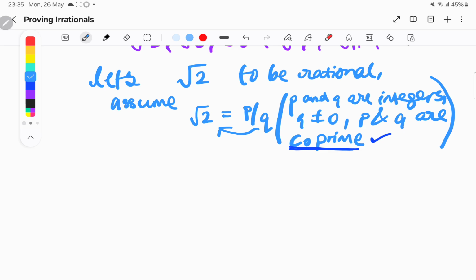Now you take q to the other side, and you will get root 2 into q is equal to p. Simple. Now what you have to do is square it. Let's square on both sides.